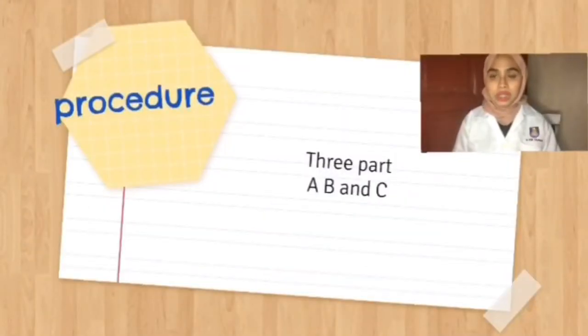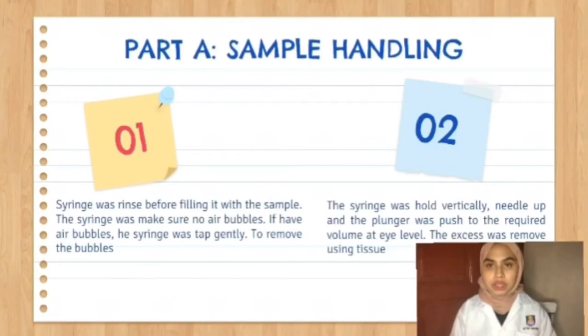Procedure for gas chromatography. This experiment has three parts of procedure. We label them as A, B, and C. The first we label is part A, which is sample handling.